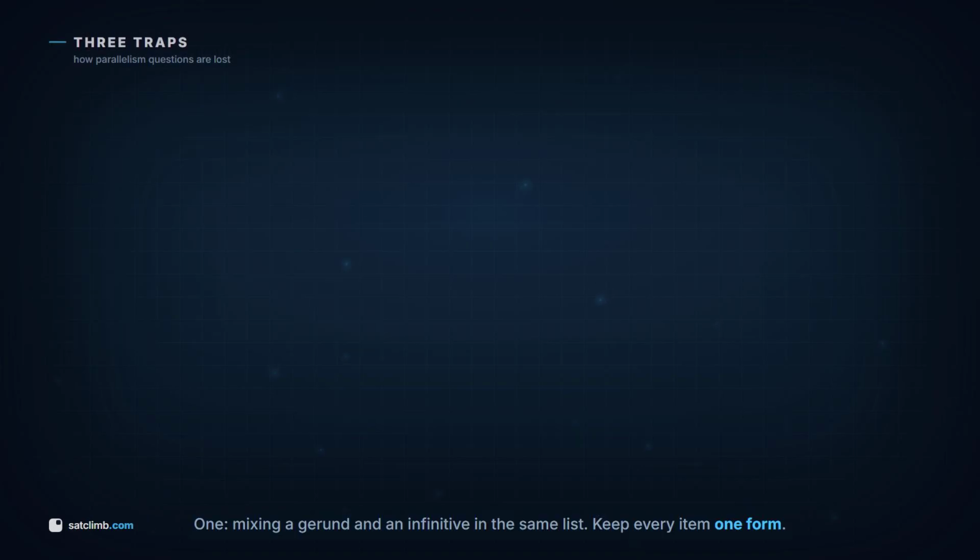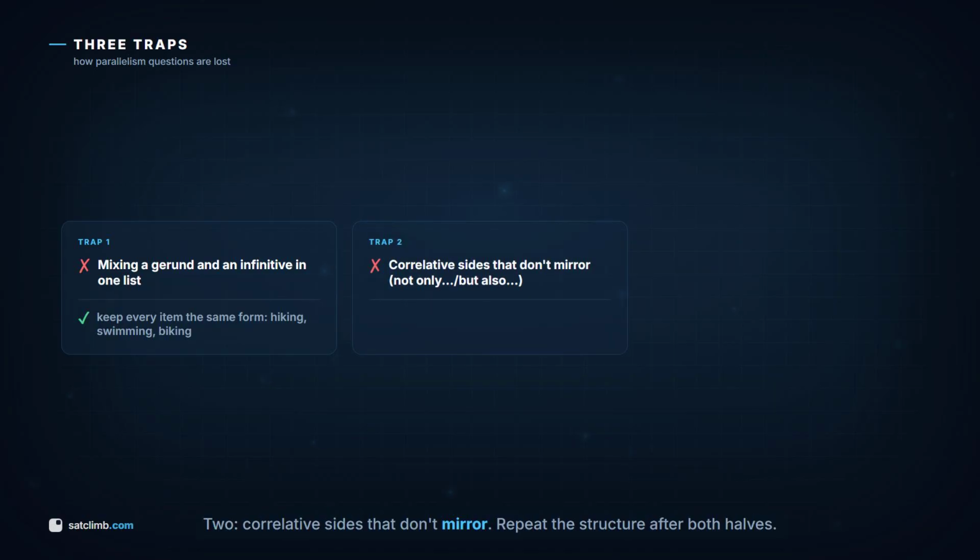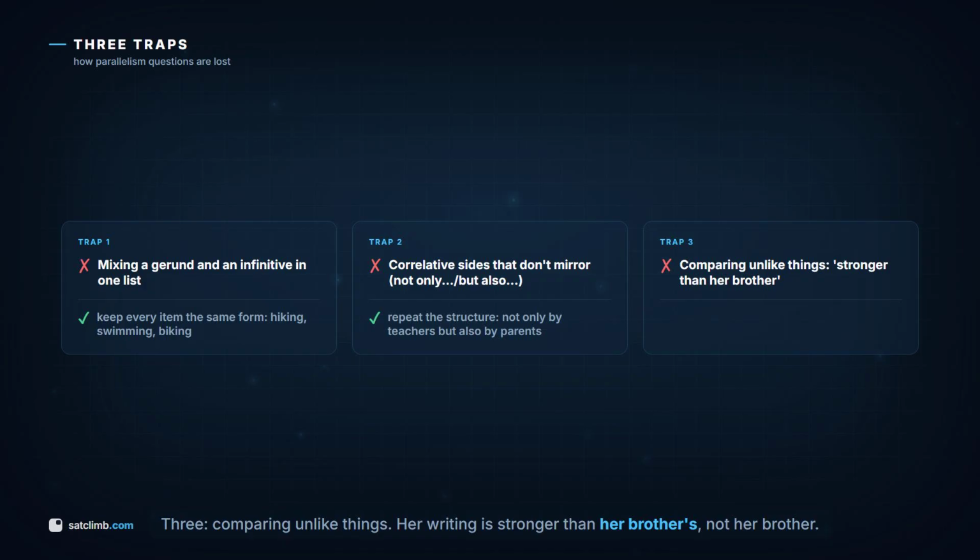Three traps. One: mixing a gerund and an infinitive in the same list. If two items are ing, the third is ing too. Two: correlative sides that don't mirror. After not only comes a by phrase, so after but also, use a by phrase, not a whole new clause. Three: comparisons of unlike things. Her writing is stronger than her brother compares writing to a person. Make it her brother's, so you compare writing to writing. Every trap is the same idea. Match the form.